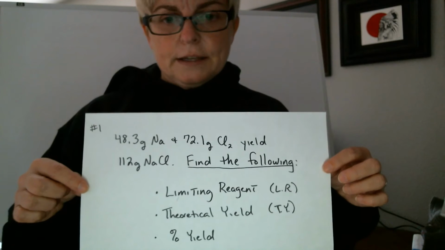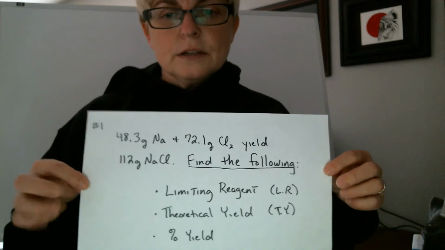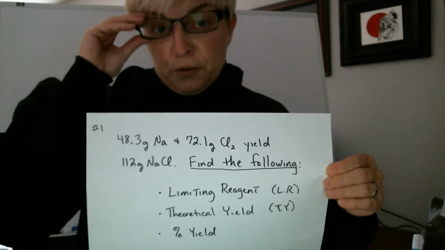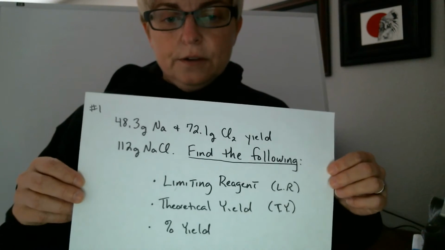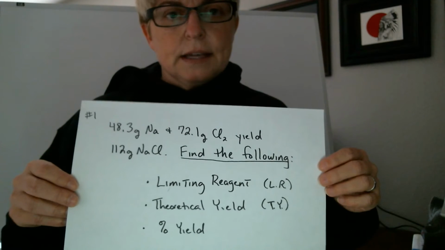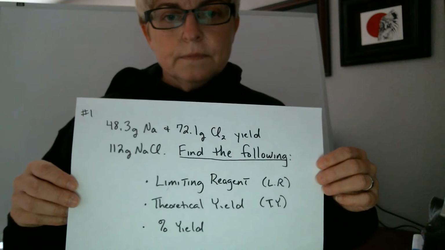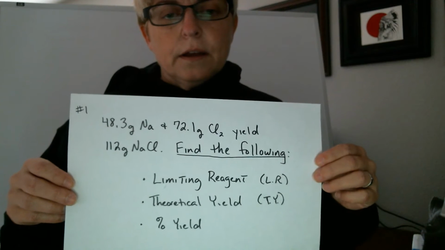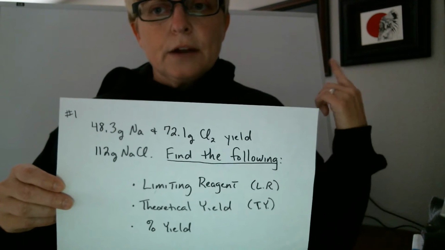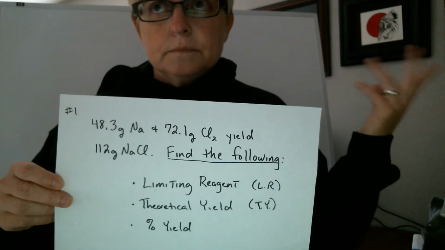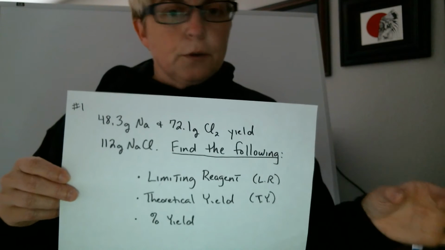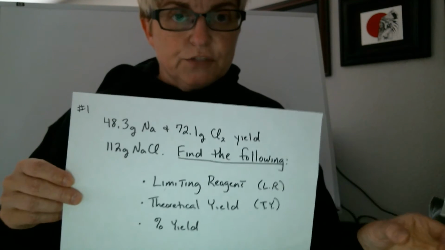And so here's what we're going to calculate. We're going to find the limiting reagent, and I've just abbreviated LR because I'm going to need to abbreviate due to board space. The theoretical yield, which I abbreviated TY, and then we're also going to calculate the percent yield. So the Na and the chlorine are kind of like the cracker and the piece of cheese. And then the NaCl would be like a final product being a cracker with a piece of cheese on it.